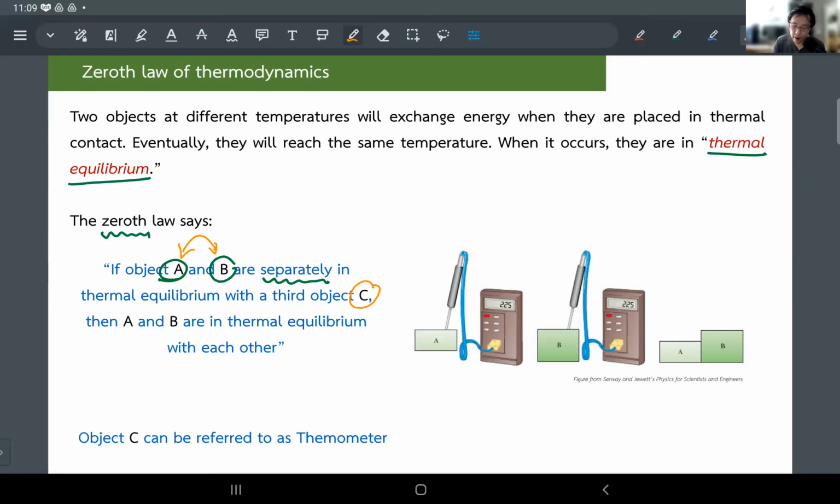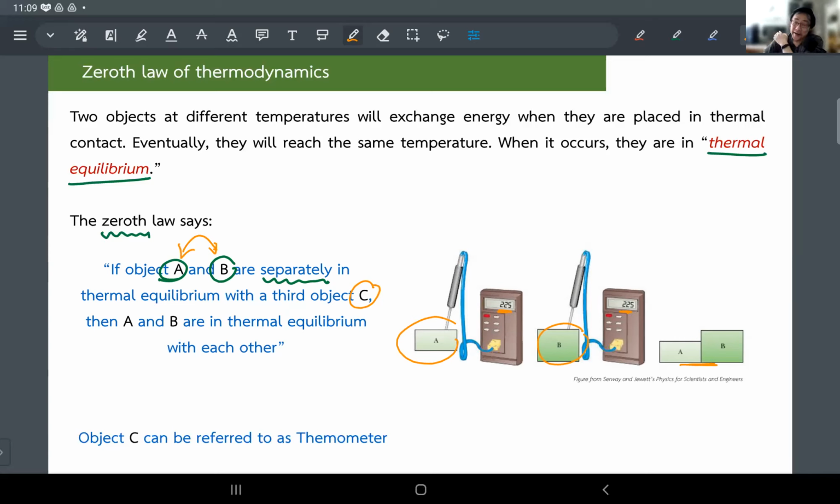If you dip a thermometer in object A, it reads 22.5. Dip it in object B, it also reads 22.5. Then you say, if you put A and B in contact, nothing happens. I mean, nothing happening means they're already in equilibrium. Okay. And that's it.